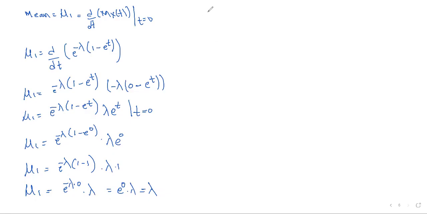Next, to get the variance, we want mu2. Mu2 equals, this is nothing but what?